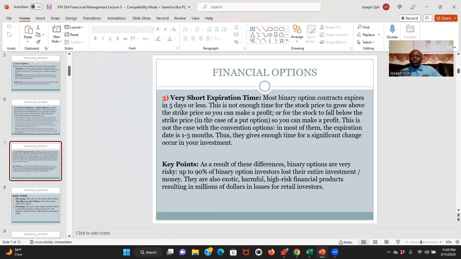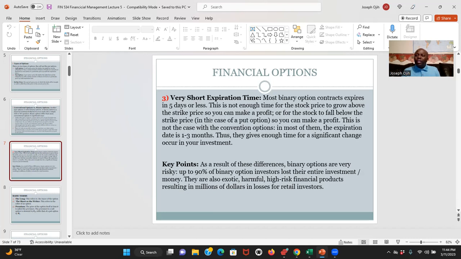The third difference is this. For binary option, the expiration time is so short. Most of the binary options expire within 5 days or less. So this is not enough time for a stock price to grow above the strike price so that you can make profit. So 5 days is so small. The price of the asset might not go up above the strike price within 5 days. So that means if you have up to 1 month, maybe you have a chance of the price of the stock going above the strike price. But 5 days is not enough.